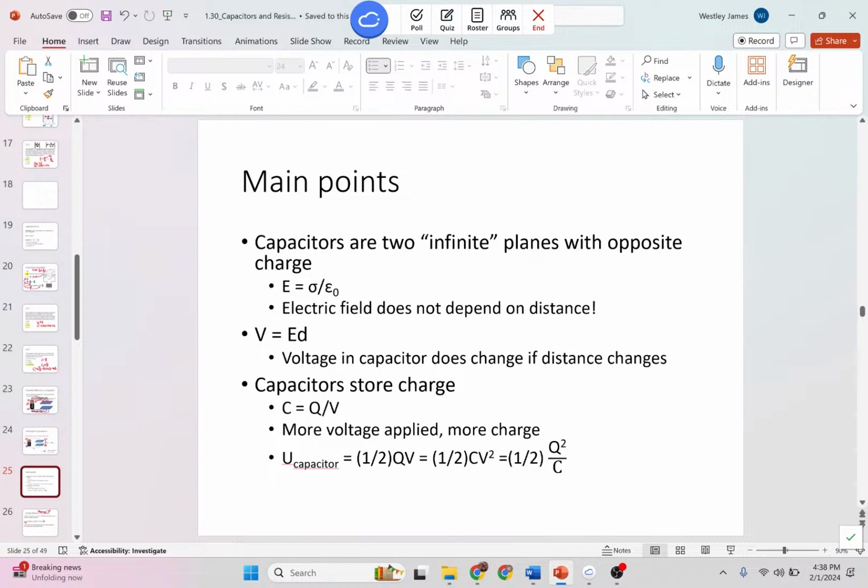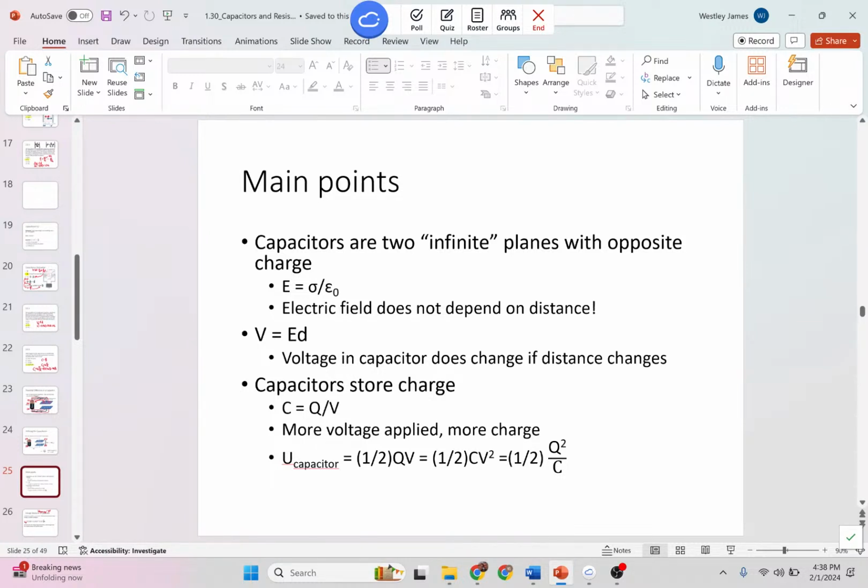The electric field between them is sigma over epsilon naught, and it has no dependence upon distance. It doesn't matter where you are between them, because they're infinite planes. It doesn't matter how far away you get from an infinite plane, the electric field is the same. So it does not depend upon distance, very important.